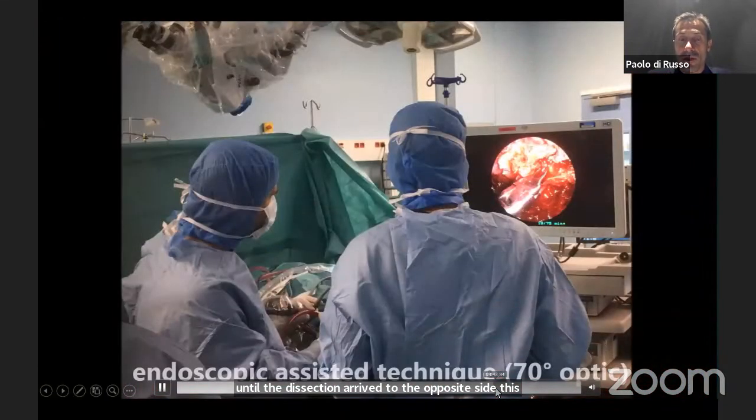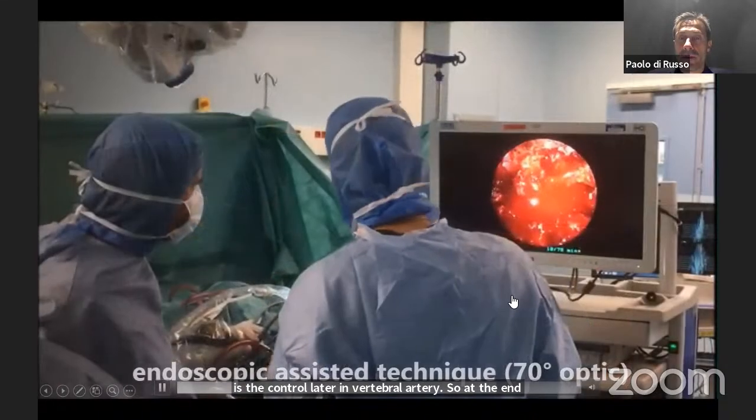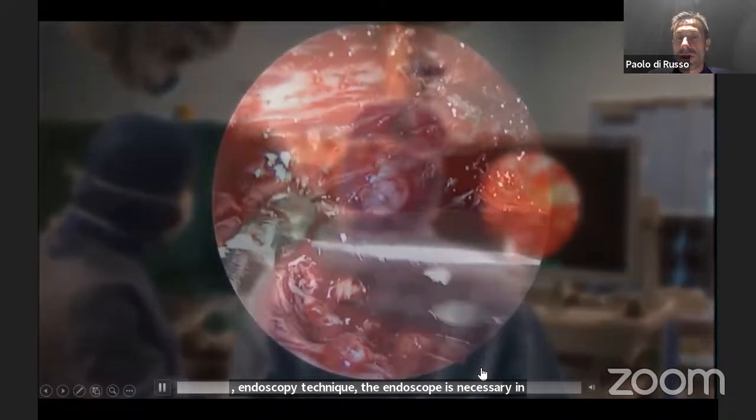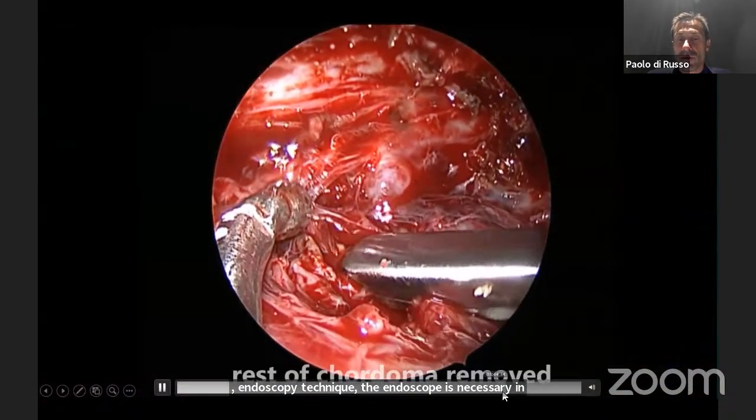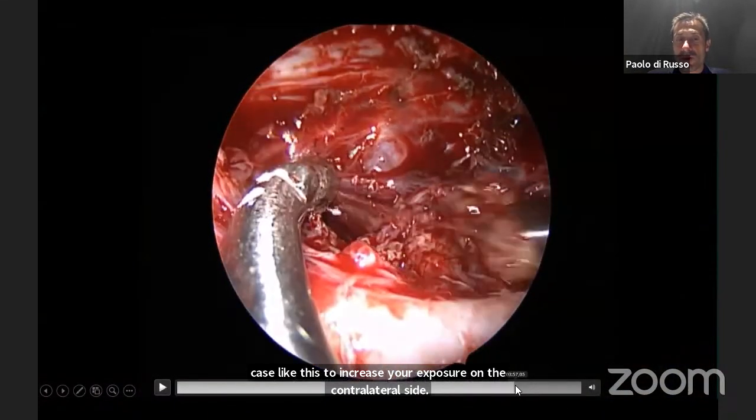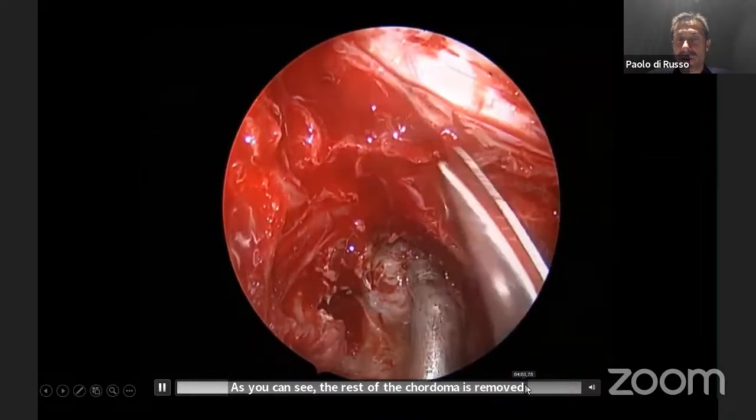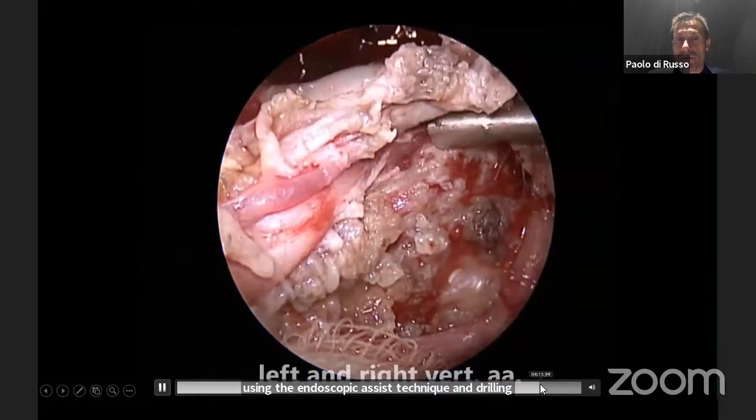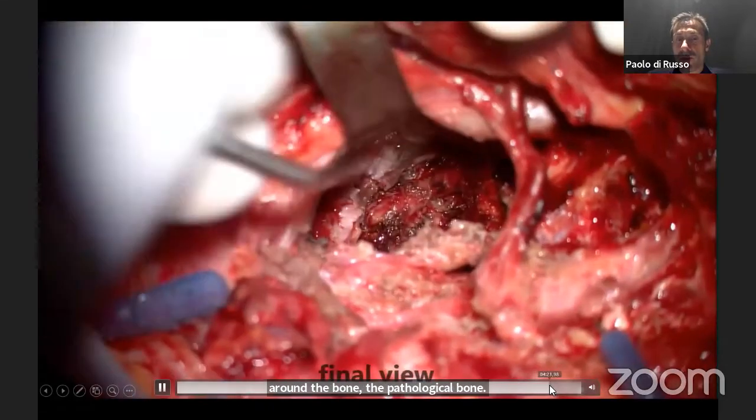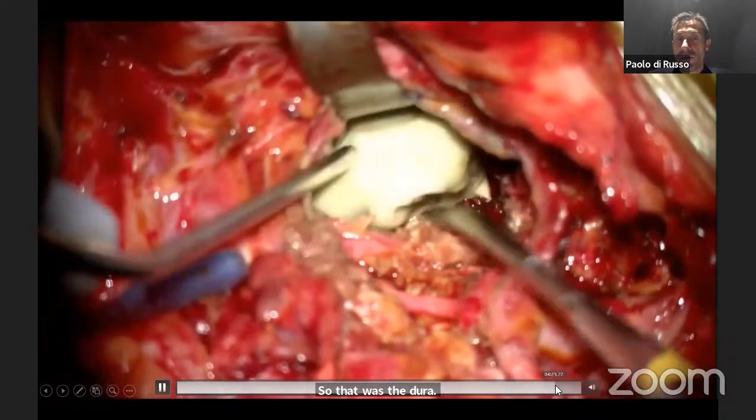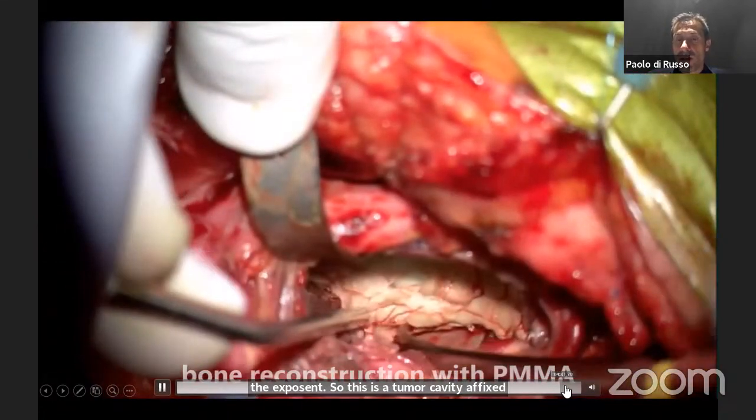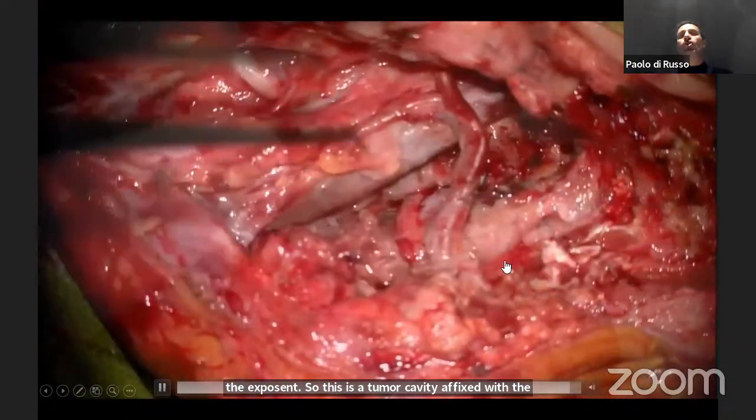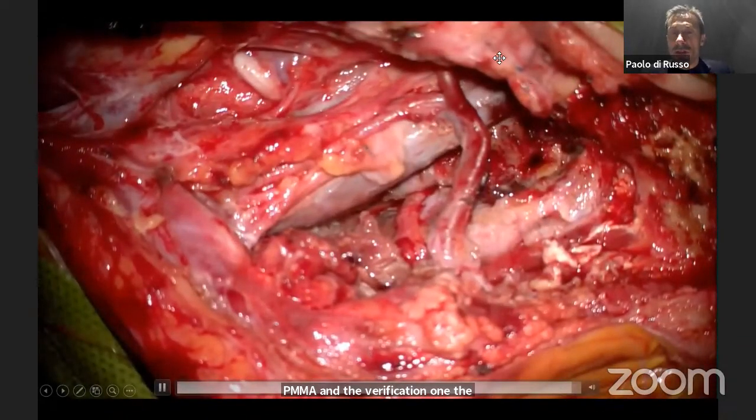At the end, the endoscope is necessary in a case like this to increase your exposure on the contralateral side. As you can see, the rest of the chordoma is removed using the endoscopic assisted technique and drilling around the bone, the pathological bone. So that was the dura exposed. This is the tumor cavity fixed with PMMA, and finally the verification of the function of the 11th nerve. This is the final view.